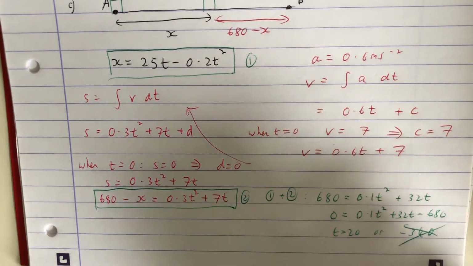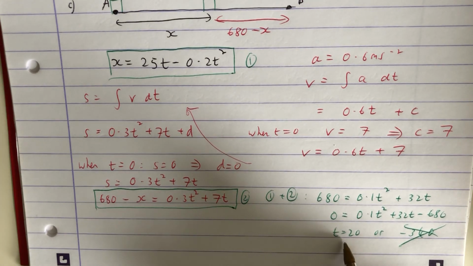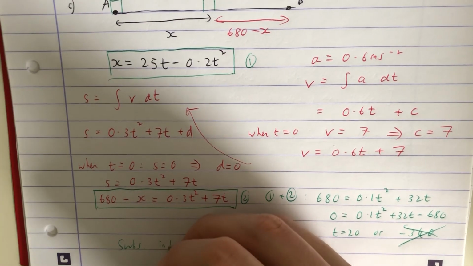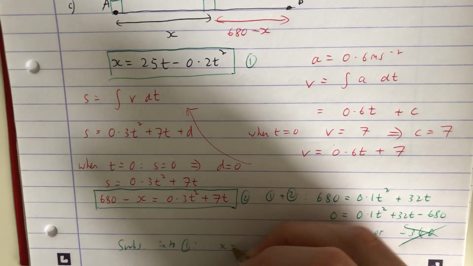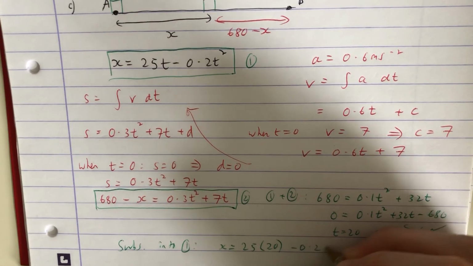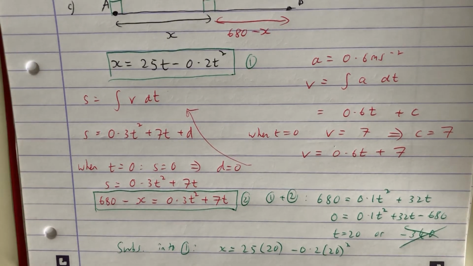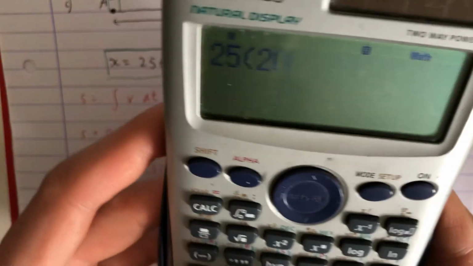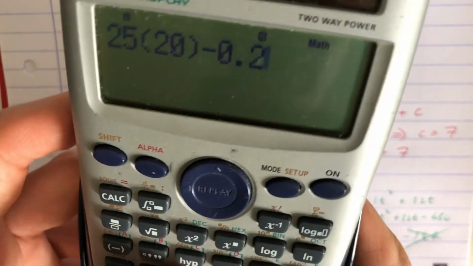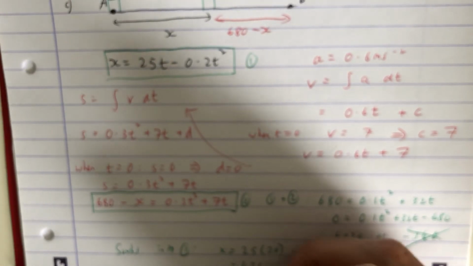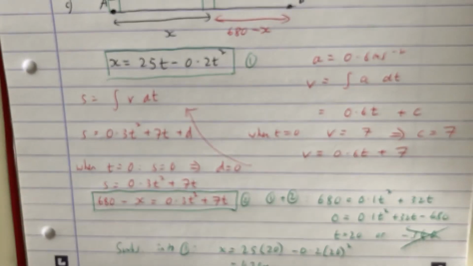And then I just substitute t in to work out the actual distance from A. So which one would be the distance from A? It'd be back into number 1. So substitute into 1, and you get x equals 25 times 20, minus 0.2 times 20 squared, which gives you 420 meters away from A, and that would be it.